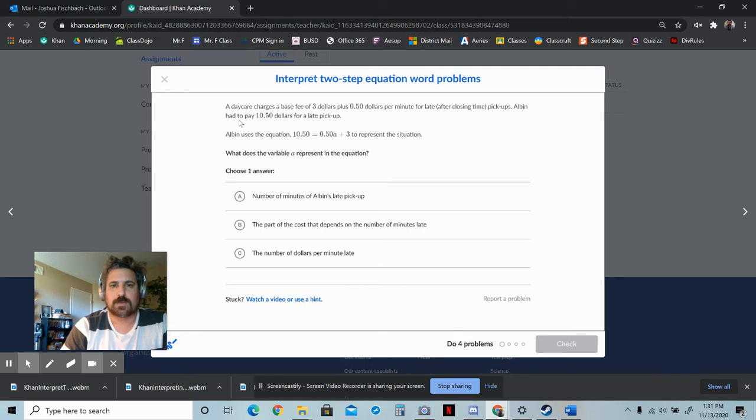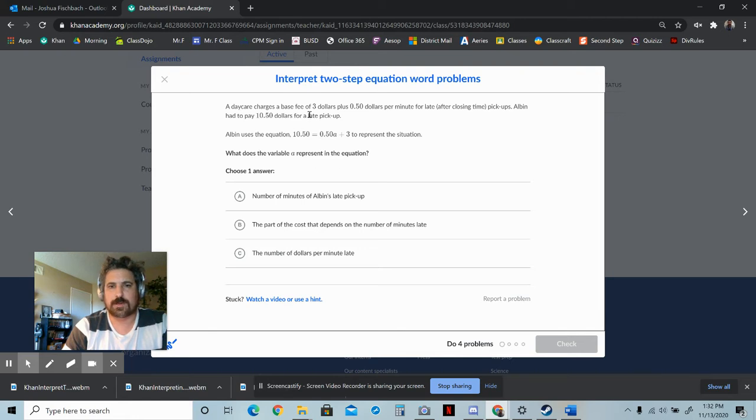Let's go. A daycare charges a base fee of $3 plus 50 cents per minute for late after-closing-time pickups. Albin had to pay $10.50 for a late pickup. Albin uses the equation 10.5 equals 0.5a plus 3 to represent the situation. So what does the variable a represent in the situation?